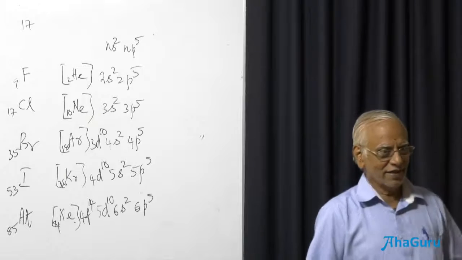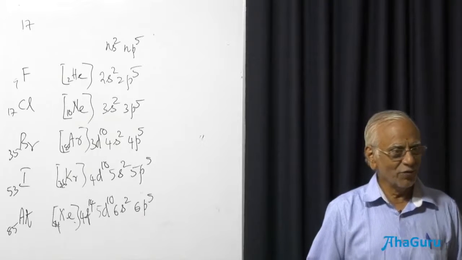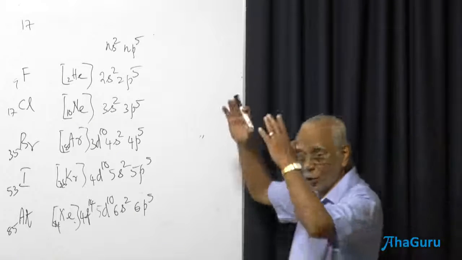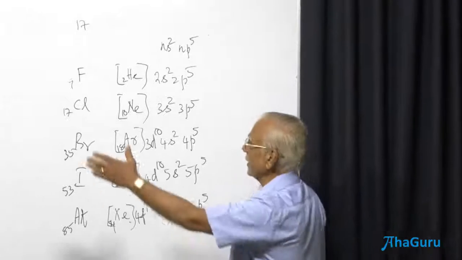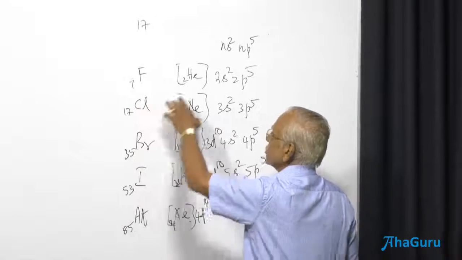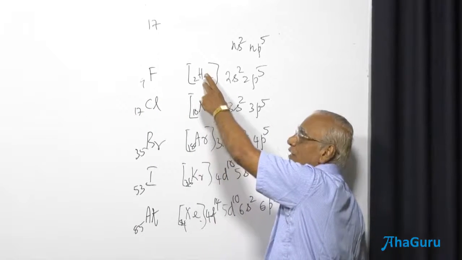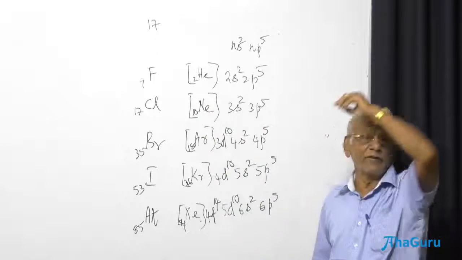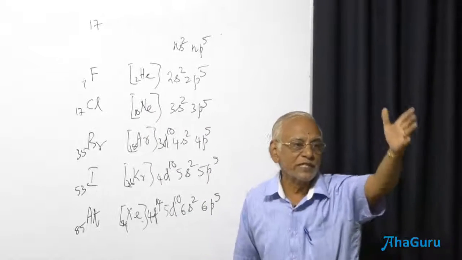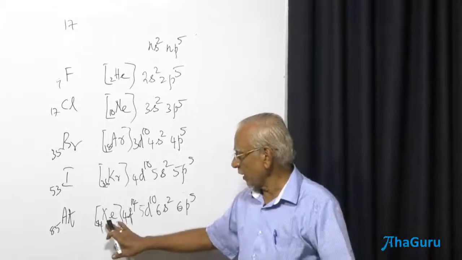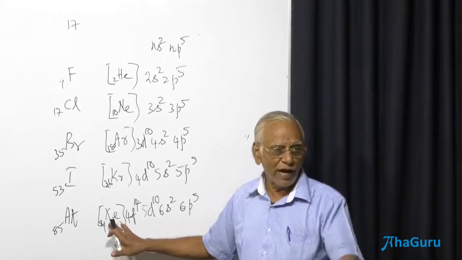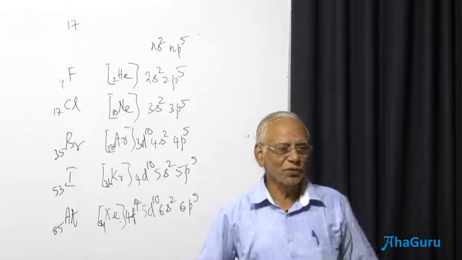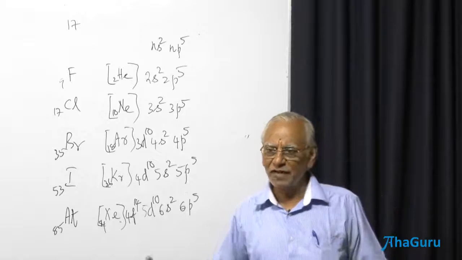Why do we use only rare gas? That is called the core. Instead of writing 1s2, 2s2, 2p6, 3s2, I write this. When I write helium core, I have taken care of 1s2. By writing the neon core, I have taken care of 1s2, 2s2, 2p6. Same way, whatever the electronic configuration, after 54, as per the Aufbau principle, this is how it should have gone. You go and check the Aufbau principle. We have written it correctly.